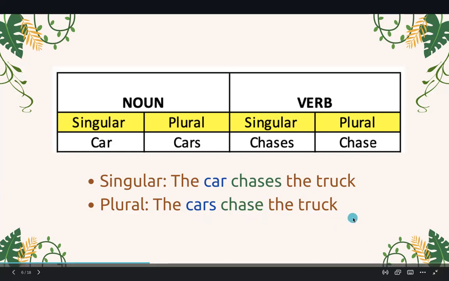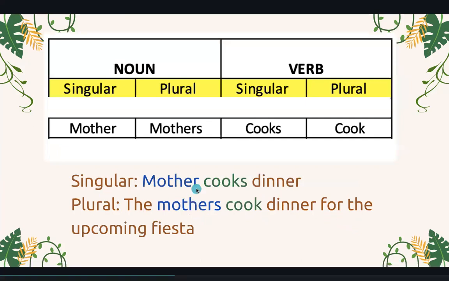Is that clear? Another one. We have an example here of a singular sentence. The singular subject is mother, and it takes your singular verb, which is cooks. So, mother cooks dinner. You can see that mother is the singular subject, and it takes the singular verb. Your singular verb always ends with S. Singular subject takes singular verb, and a singular verb always ends with S.